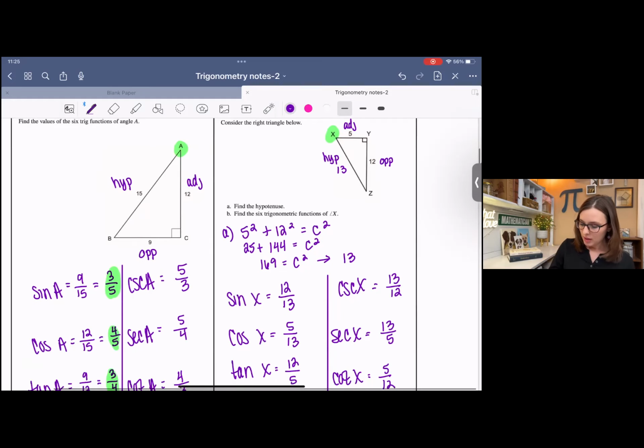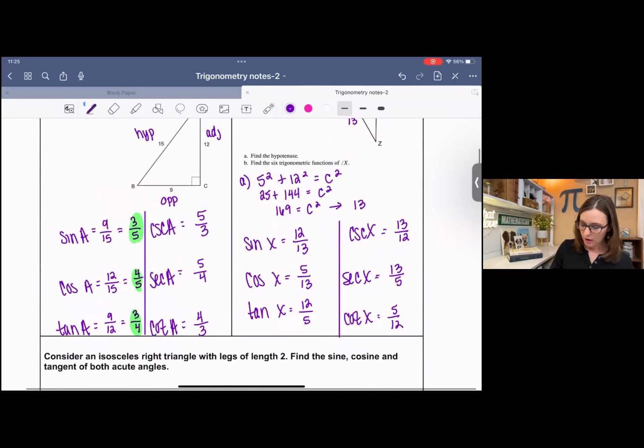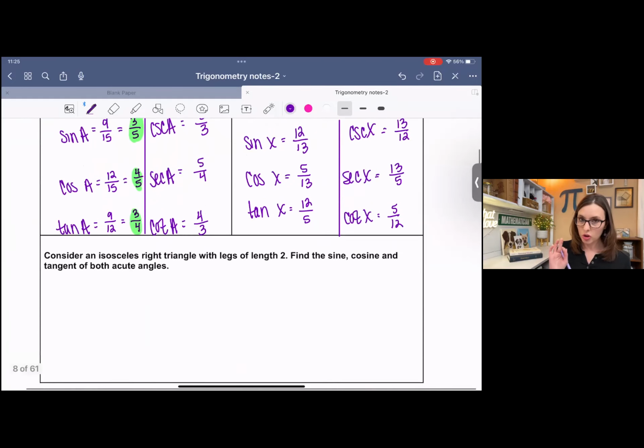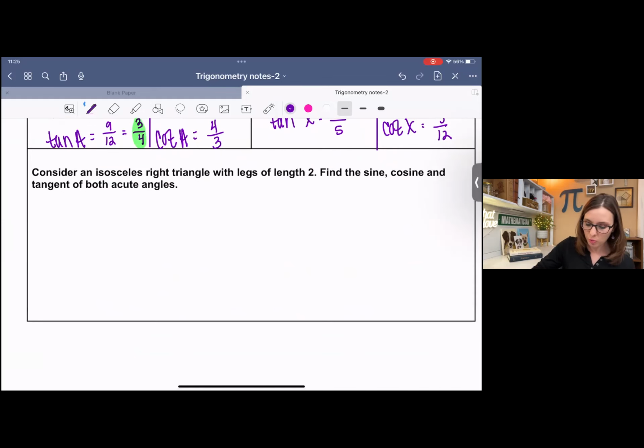Now for the last example, we have an isosceles right triangle. These are important words. That means 2 of the sides are the same, which means 2 of the angles are the same, which means it's a 45, 45, 90 triangle. The legs are length 2. Find sine, cosine, and tangent of both acute angles.